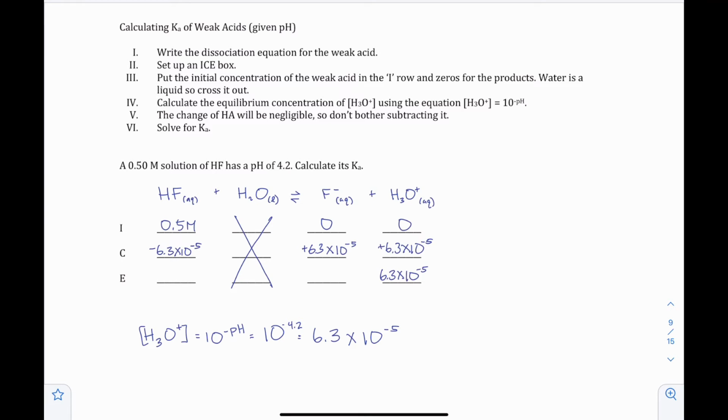Determine the change values according to the stoichiometry of the equation. The change of the acid will be negligible because weak acids dissociate such a small amount, so don't even bother subtracting it. Then use the equilibrium concentrations to solve for K.